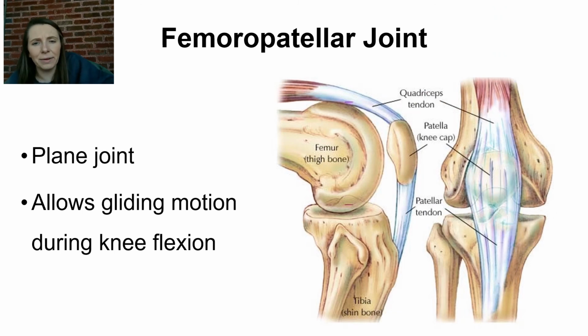The femoropatellar joint is a plane joint. Remember, plane joints only allow for gliding motions, and so this allows the gliding movement of the patella across the femur whenever we flex our knee, whenever we bend our knee.